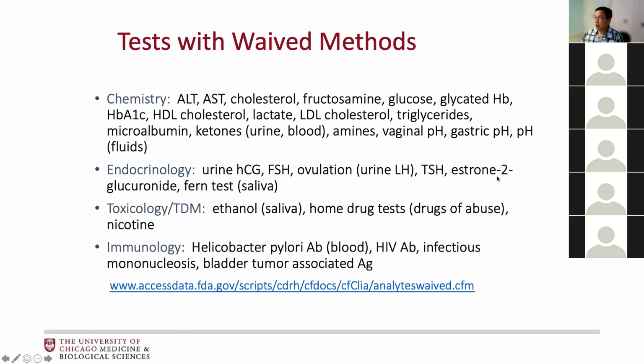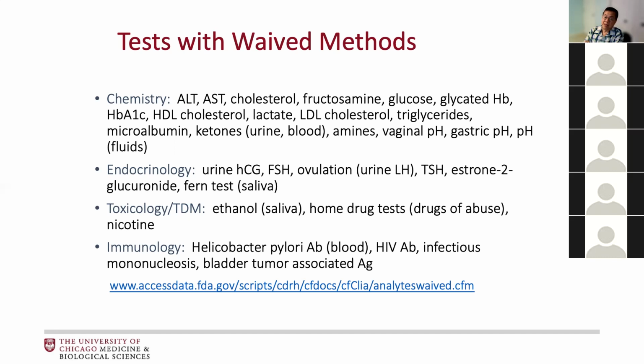So look at the tests with waived method out there. There are a ton of them: chemistry, endocrinology, toxicology, immunology. Can you say that if you did the HIV antibody test wrongly and got a false positive, it's not going to cause some harm? I would argue that it could cause some harm, depending on what the particular family situation is. So there's quite a number of tests with waived method out there.